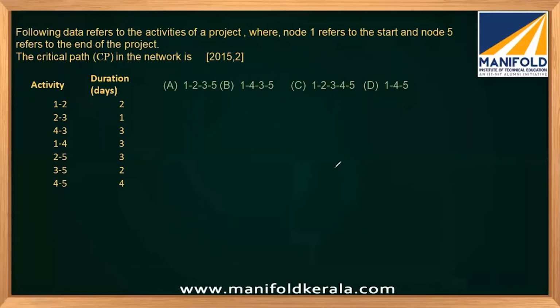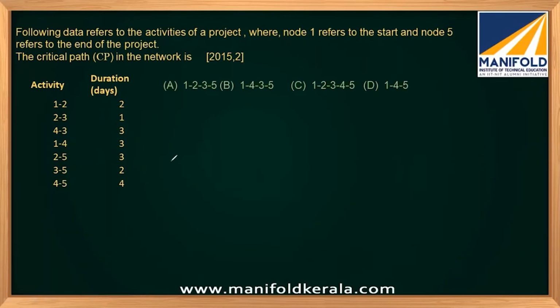Hello everyone. As we have covered the critical path method, let's solve some problems related to this method, which were asked in previous years' GATE questions. This is one of the questions which came in 2015 in the ME paper for 2 marks. It says that 1 is the starting node and 5 is the finishing node, and we have to estimate just the critical path. For that, we need to draw the network diagram.